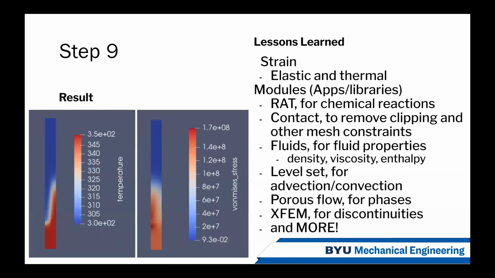In step 9, it's starting to get more complex. And as you can imagine, for niche or specific scenarios, you might want more niche or specific types of things that you can do. And those might not be in your normal base use cases. So maybe you have chemical reactions. Maybe you have fluid properties like density or enthalpy. Maybe you care about porous flow or for some reason need discontinuities. You can do all of those things as long as you have the right module that you're using.